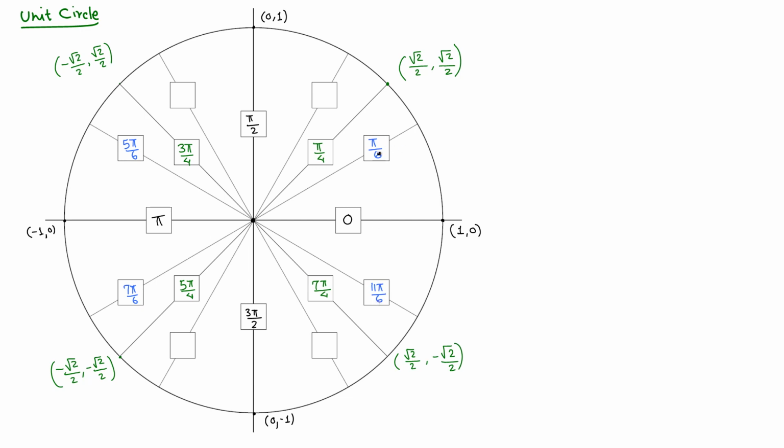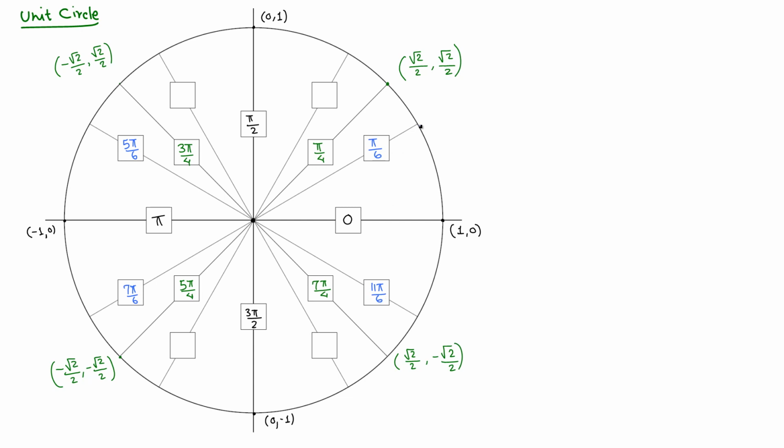So once we get one angle in the first quadrant, 180 degrees or pi minus pi over 6, that's 5 pi over 6. Pi plus pi over 6 is 7 pi over 6. In the fourth quadrant, 2 pi minus pi over 6. Okay, 2 pi minus whatever the angle in the first quadrant is gives the fourth quadrant angle.